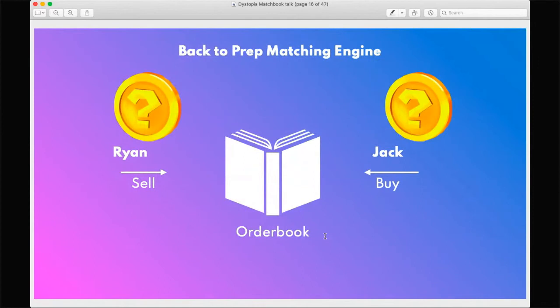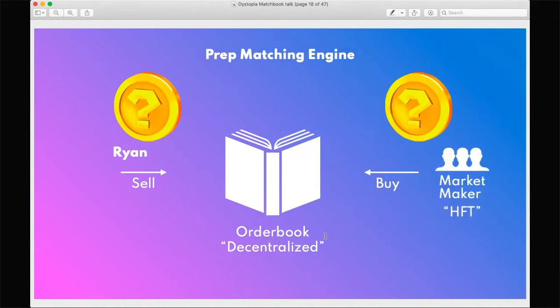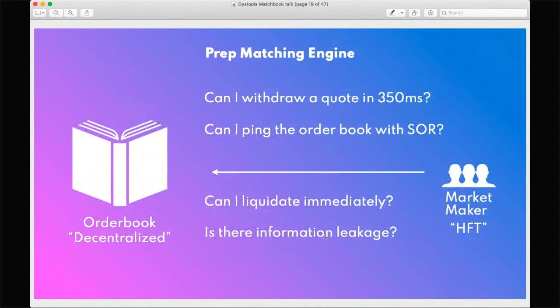So we kind of discussed the centralized possibility. Now let's talk about a decentralized order book. And we're going to let go of our friend Jack here, and introduce this high frequency market maker. This market maker is going to come in with some demands. Is there any last look liquidity, which is also just a fancy way of saying, can I withdraw my quotes? Can I ping the order book to look at the liquidity available? How fast is the liquidation process? Well, this is all public. So what kind of information leakage are we looking at?